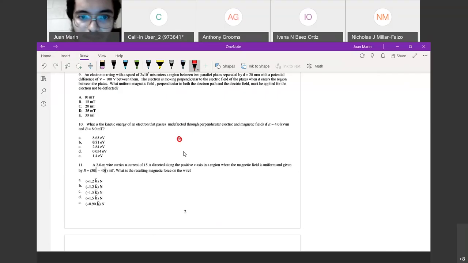Okay, so let's figure out what's going on. We have an electron that passes through undeflected. Perpendicular electron undeflected means there's no net force applied, right? So we can imagine the electron going in this direction with a speed v. It's not accelerating the particle. It's just going at a constant speed. And so we have an electric field and a magnetic field, and they are both perpendicular.